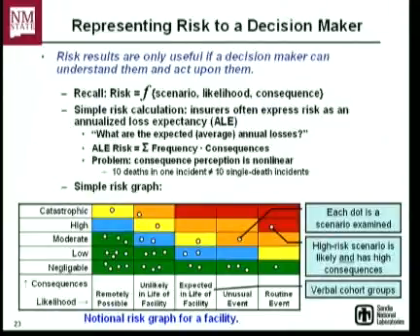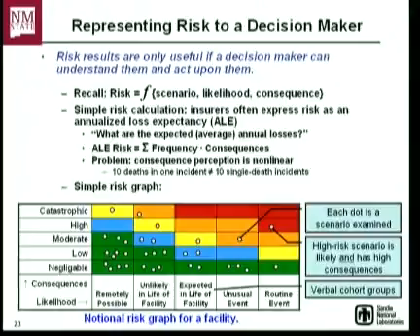It's using verbal risk values in cohort groups. But the idea here is that things that have low consequences and low probability have low risk. They're to the lower left of the graph. And as you move to higher consequences and higher likelihoods, you get into more severe risks. So each dot in this graph represents a scenario that has been analyzed.